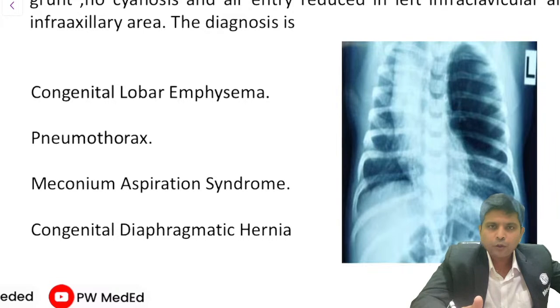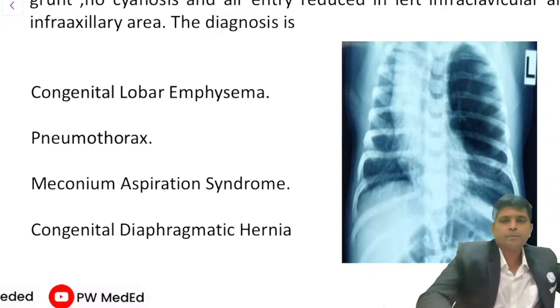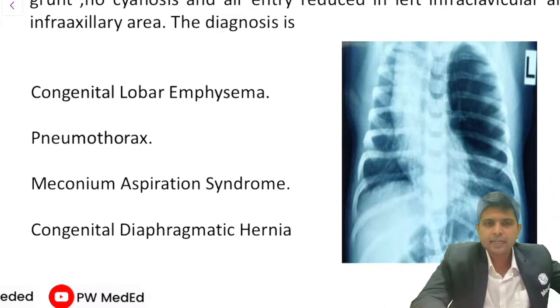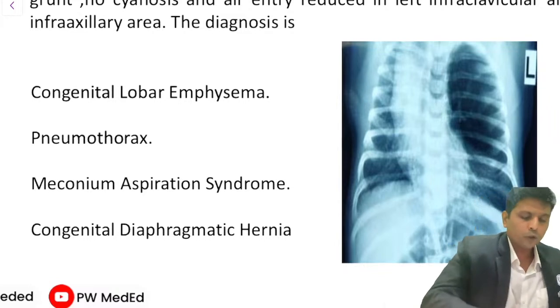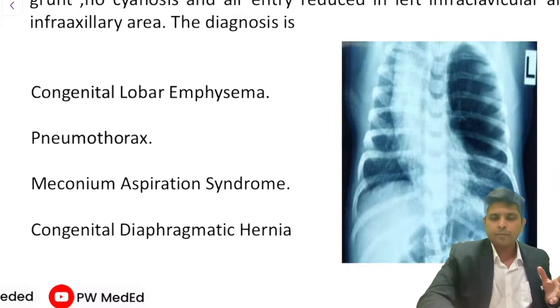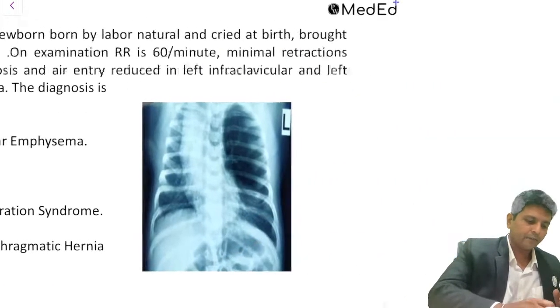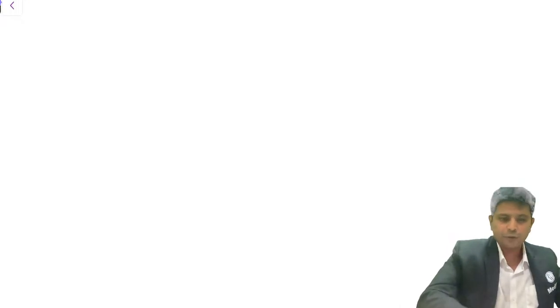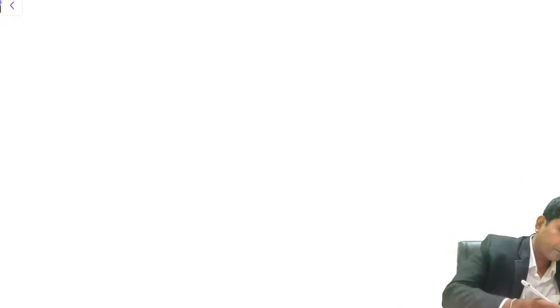So what about in this case scenario? Can anyone tell me, is it a case of lobar emphysema, or is it a case of pneumothorax, meconium aspiration syndrome, or congenital diaphragmatic hernia? Can anyone tell me? Those who have not listened to my previous section on FMGE can have a simple rapid bird's eye view. So what is that bird's eye view?